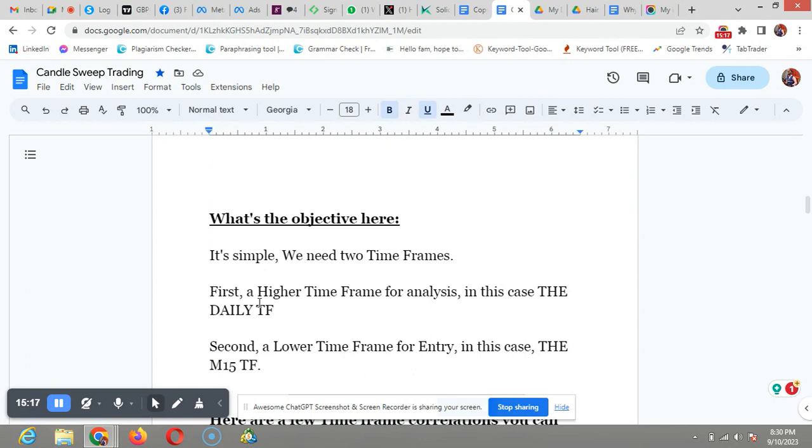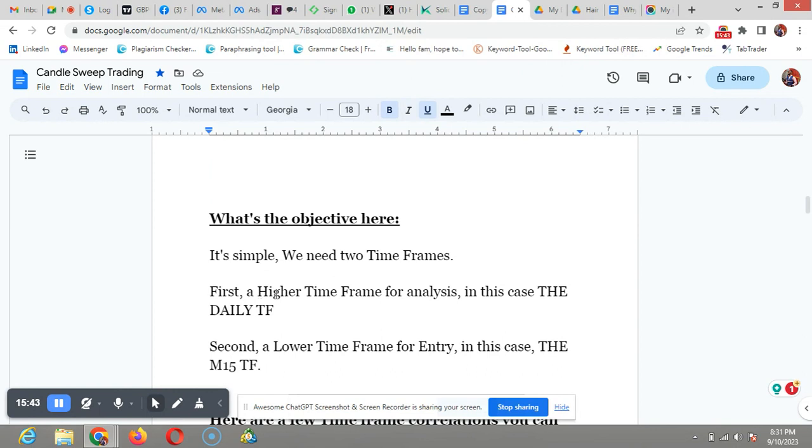We need just two time frames. The first time frame would be our higher time frame, and this higher time frame would be for analysis. In this case, our higher time frame will be the daily time frame. Please take note of this. Our higher time frame would be the daily time frame. I hope this makes sense.